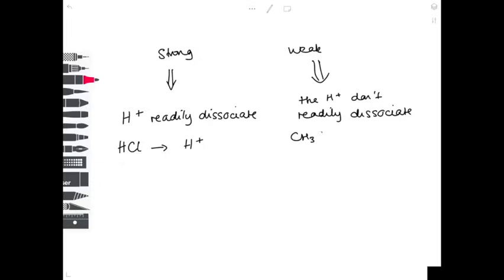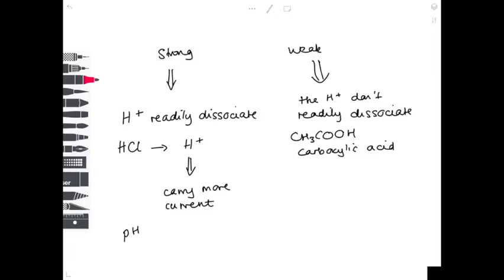So something like ethanoic acid, which is a carboxylic acid, we call this a weak acid because it doesn't give up its hydrogen ions easily. And remember that acids in solution can carry a current, and that's due to the presence of the hydrogen ions. Clearly, with a strong acid, there are more hydrogen ions, so the solution can carry more current than compared with a weak acid. And more easy to understand is the fact that you will see a lower pH with a strong acid, of approximately 2 maybe, whereas a weaker acid, you'll see a much higher pH of approximately 6.